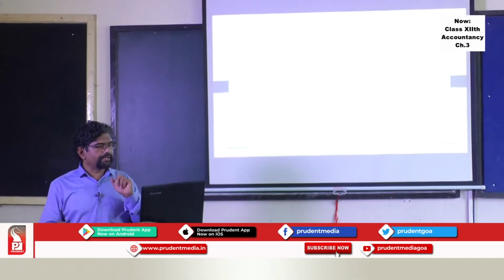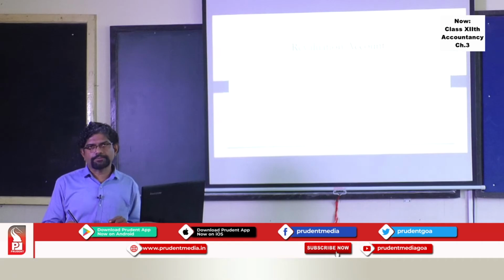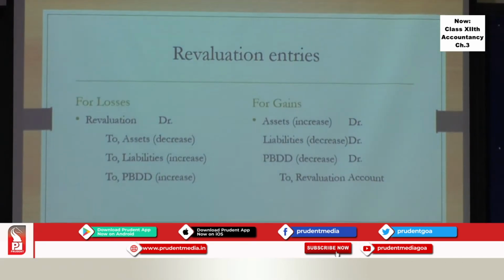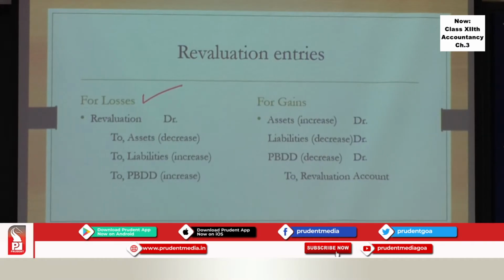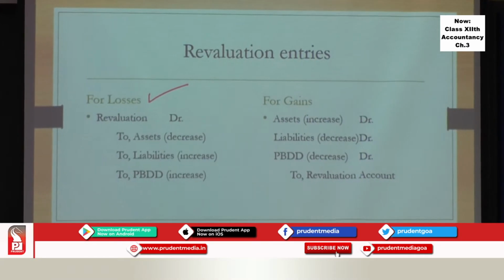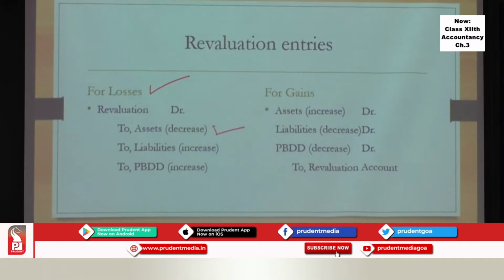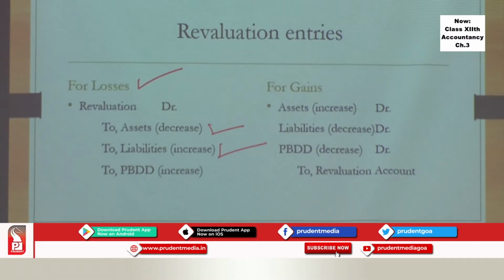Okay. Now let us look at the preparation of the revaluation account. Here we saw all the expenses and losses are debited. So we are going to show all the expenses and losses on the debit side of the revaluation account. So when there is a decrease in the asset, it is resulting in a loss, it will come on the debit side. If the liability increases, again it is resulting in a loss, it will come on the debit side.